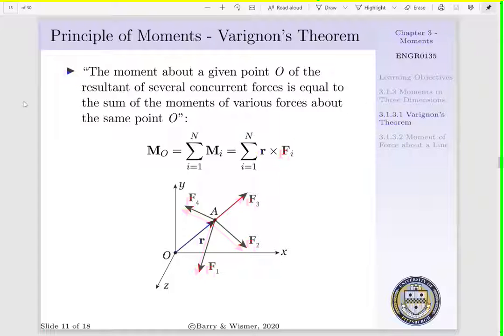Varignon's theorem states that the moment about a given point O of the resultant of several concurrent forces is equal to the sum of the moments of these various forces about the same point. That is, we can say our moment about O is equal to the sum from i equals 1 to n of M sub i, which is equal to the sum from i equals 1 to n of R cross Fi. That is, we can calculate the individual moments due to each force and sum them up to get our resultant. Additionally, if our forces are concurrent, we can calculate our resultant and execute one cross product with respect to our moment arm to determine our moment about our point.